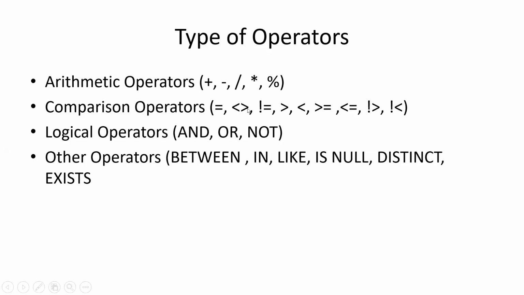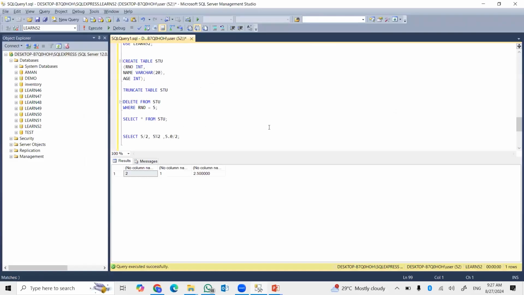This is the not equal to operator, and this is also the not equal to operator. So we have two operators for not equal to. Anything can be used: greater than, less than, greater than equal to, less than equal to, not greater than, not less than. Let's take some examples, for which I will go to another database, test.